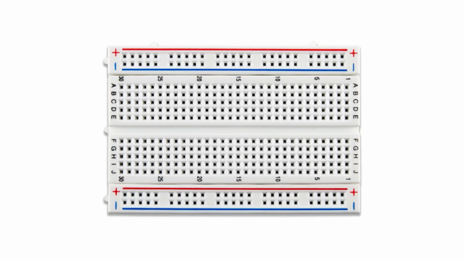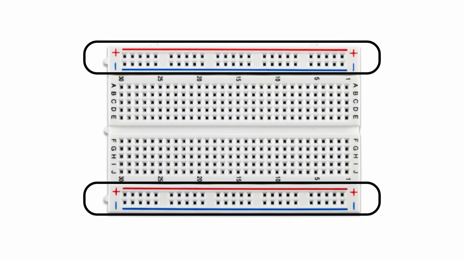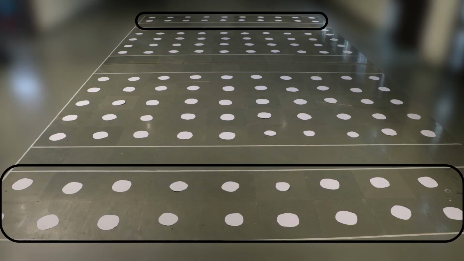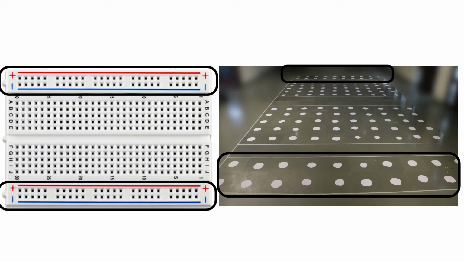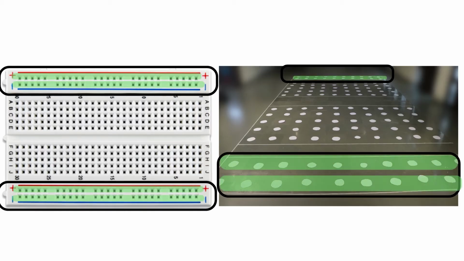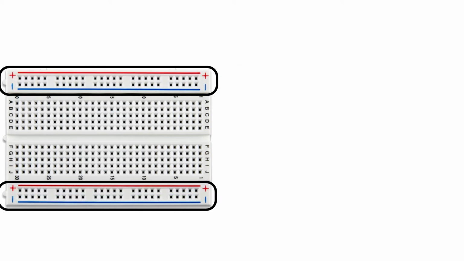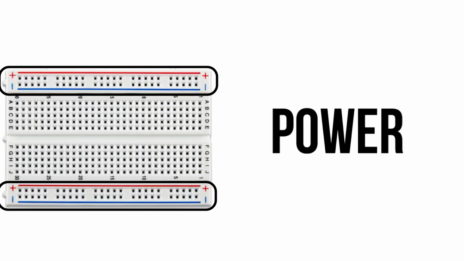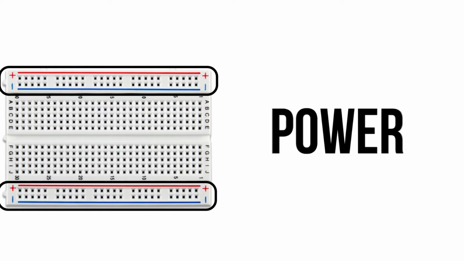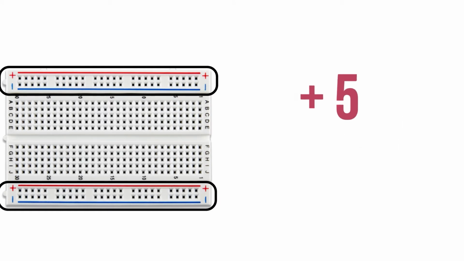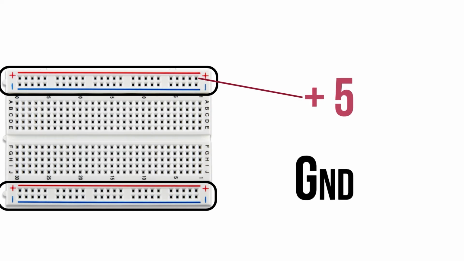Remember, all the holes on the top of the partition line are internally connected horizontally. These holes are used to supply power to our components. When I say power, this means that we connect plus 5 volts and ground to these lines, and that is constant for us. We will always do the same.